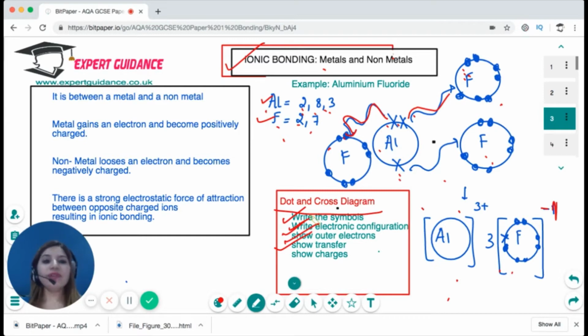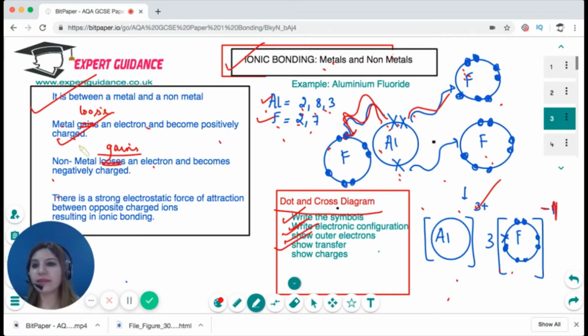Okay, now whatever we have drawn, we'll write that in a definition. So ionic bonding is between a metal and a non-metal. The metal is losing an electron to a non-metal, and as the metal is losing an electron, it is getting a positive charge. The non-metal gains an electron and becomes negatively charged, and there's an electrostatic force of attraction between oppositely charged ions, resulting in ionic bonding. So the metal loses an electron and becomes positively charged. The non-metal gains an electron, becomes negatively charged, and there's a strong electrostatic force of attraction between oppositely charged ions, resulting in ionic bonding. So I hope this dot and cross diagram is clear to you.